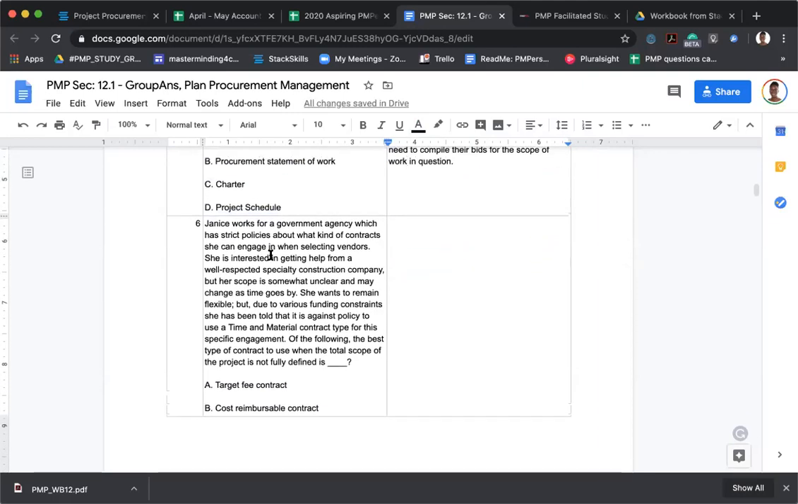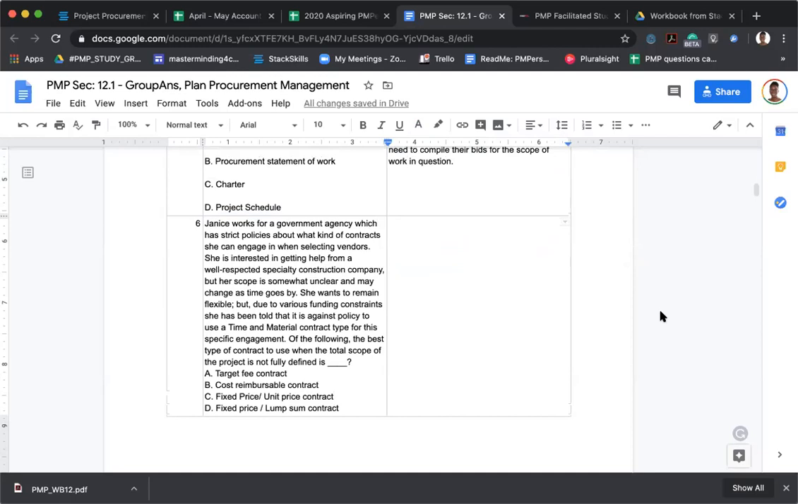I don't know why I'm giving Seema all the longer ones, but you want me to read this one? No, it's okay. I'll read it. If my daughter screams, I'm sure you guys are okay. Yeah. Janice works for a government agency which has strict policies about what kind of contract she can engage in when selecting vendors.